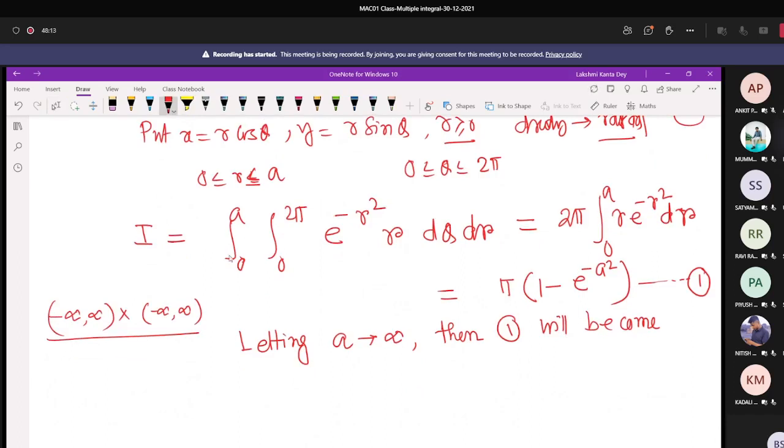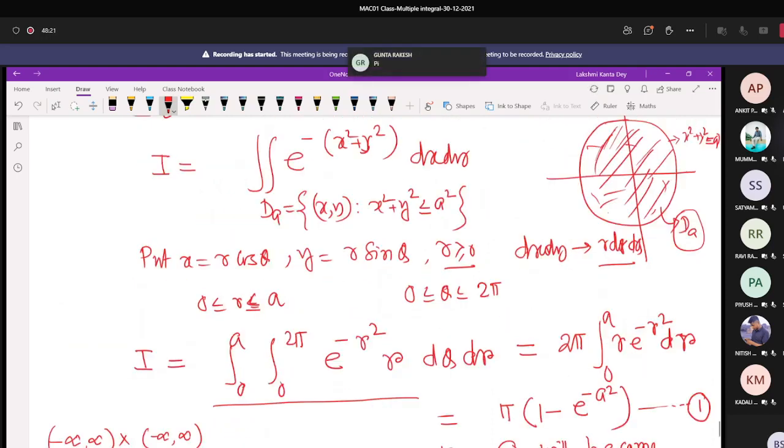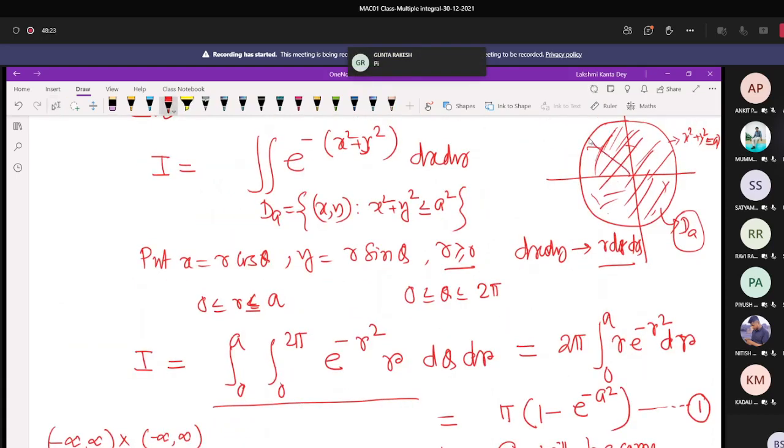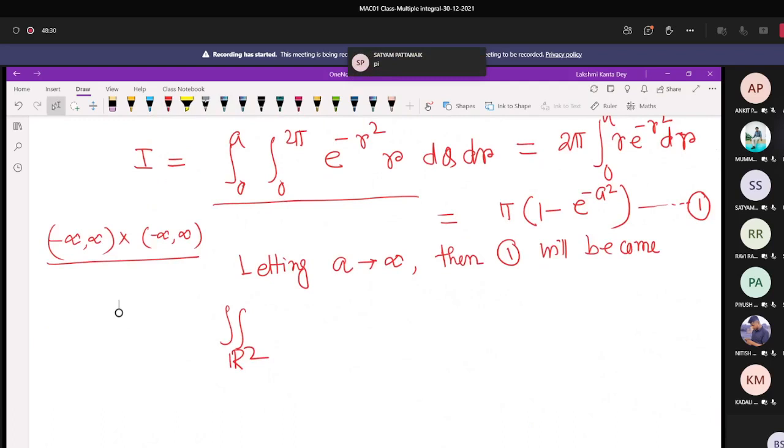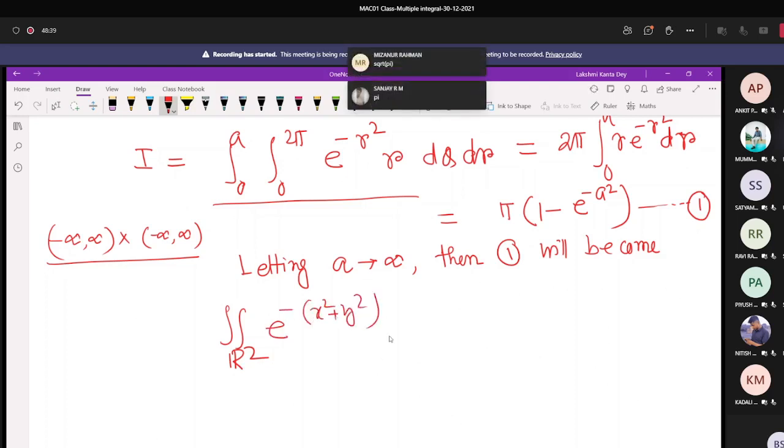In this particular integral, the domain is your R2, the whole R2. Whenever a is very large, it will cover the whole plane, so the domain of definition will become R2. That means minus infinity to infinity, minus infinity to infinity. So it is e to the power minus (x square plus y square) dx dy. It was the original, whenever a tends to infinity.